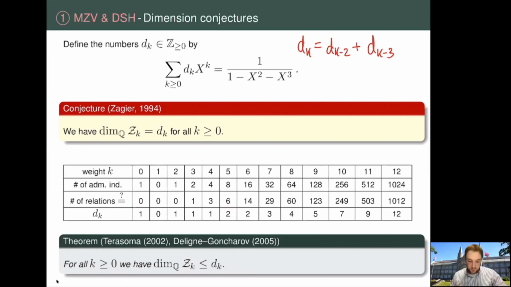But what we can prove is, for every weight, the upper bound, which was independently proved by Terasoma and Deligne-Goncharov. They showed that these numbers d_k give an upper bound of the dimension of Z_k by using some geometric methods.